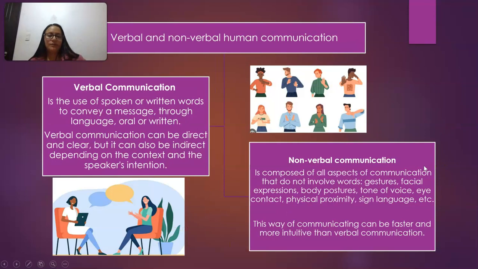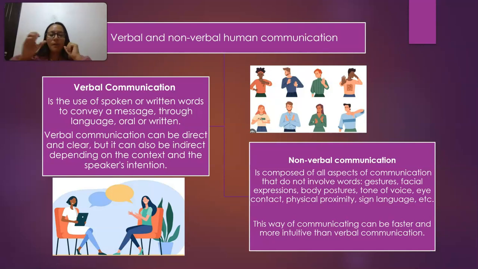Verbal and non-verbal human communication. Here we have verbal communication. In verbal communication, we have spoken or written. Any of these examples is verbal communication. Also, verbal communication can be direct or indirect, and non-verbal communication is composed of all the aspects of communication that do not involve words.